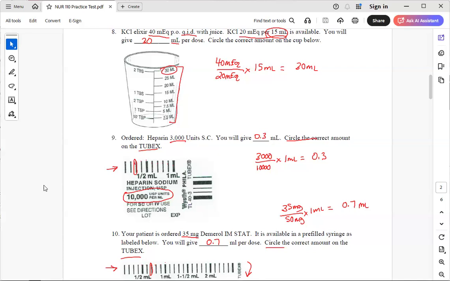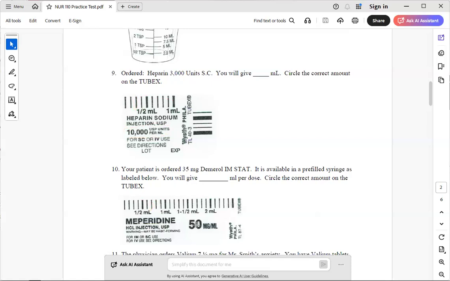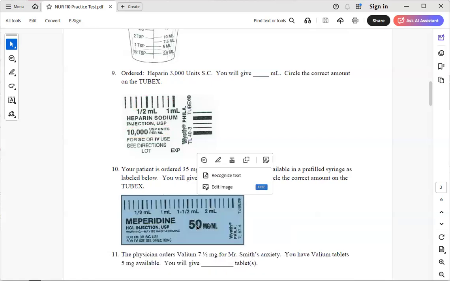All right, so let's clear this and work down to the next set. Okay, so you can see that the label is 50 milligrams per milliliter. So that's where that 50 came from.